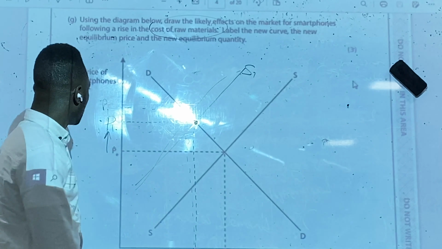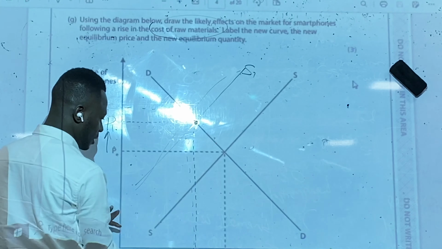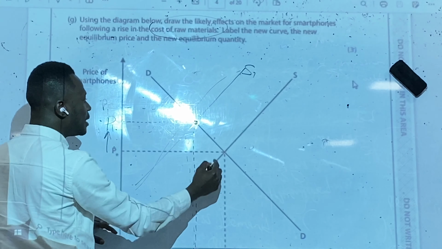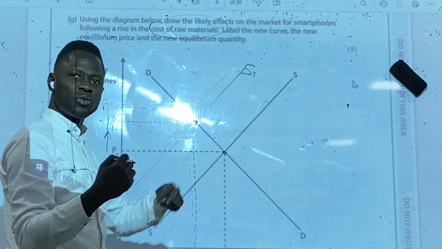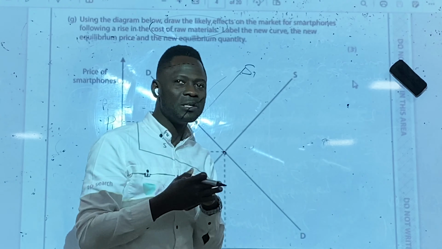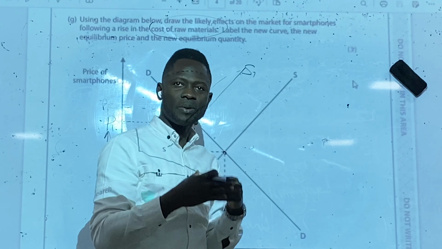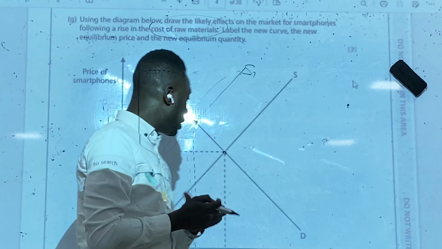Any question about this? These are our new equilibrium points. This is the equilibrium point before, but now this is our new equilibrium point. That means the equilibrium price will be higher, the quantity supplied in the market will be less, and the price will also increase. Any question about that?